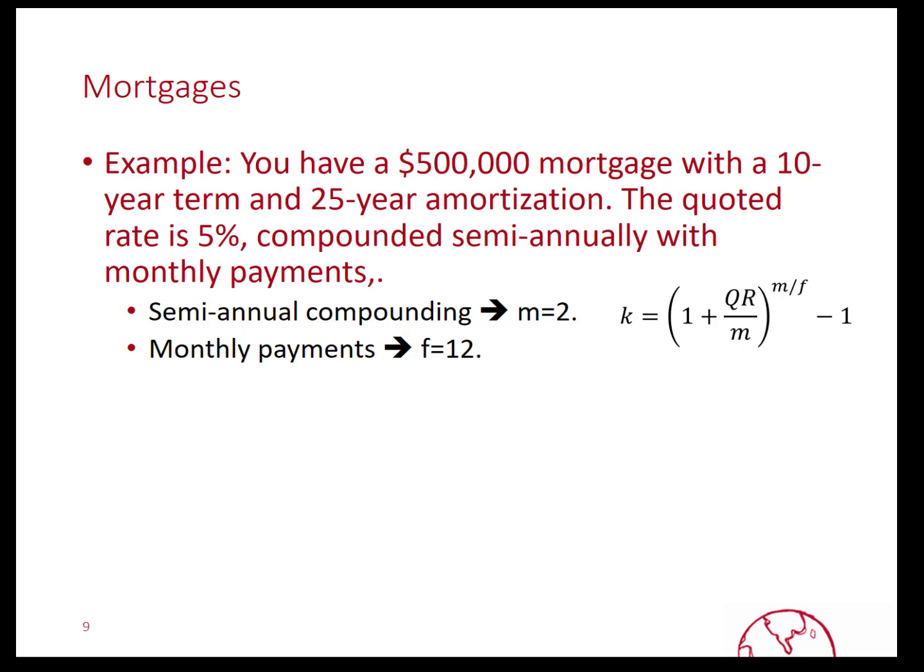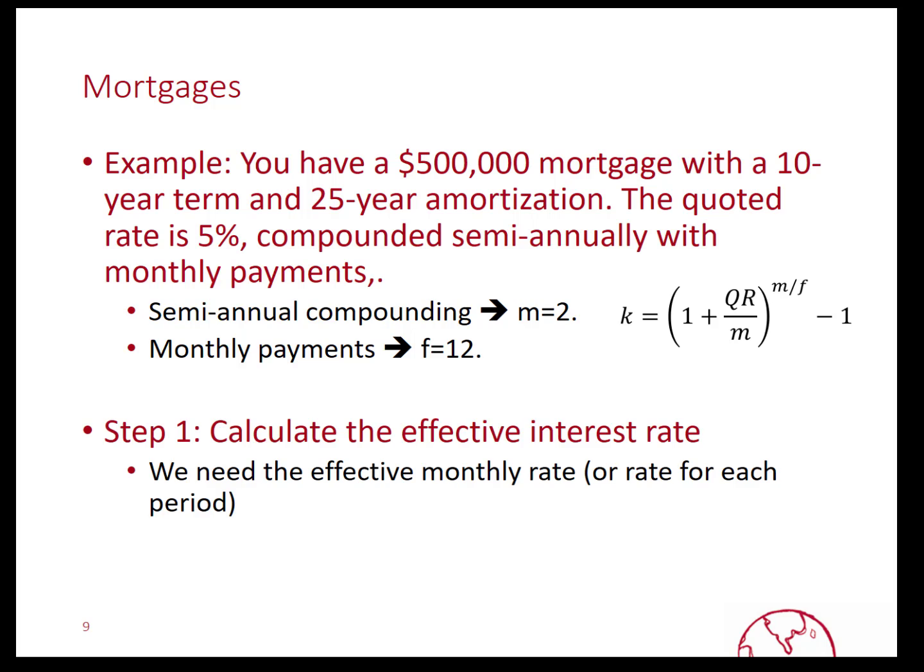Now, if you have a $500,000 mortgage in this example, and a quoted rate of 5%, compounded semi-annually with monthly payments, we need to figure out our payment. We're going to have to figure out, first of all, what our effective monthly rate is going to be, and then we're going to plug that into the annuity formula. So, first step, calculate what the effective interest rate is going to be, which is K.